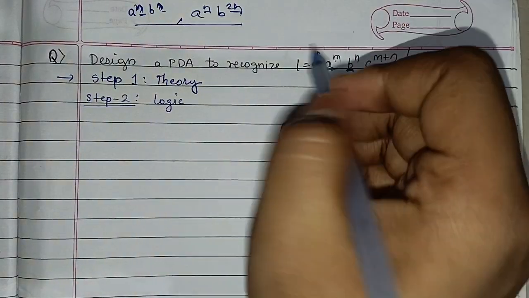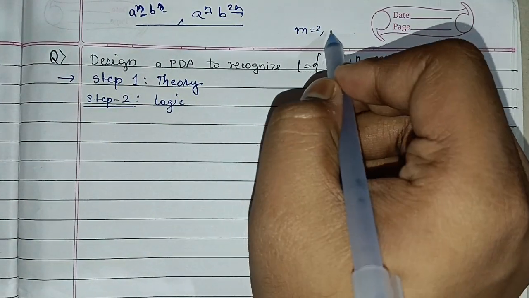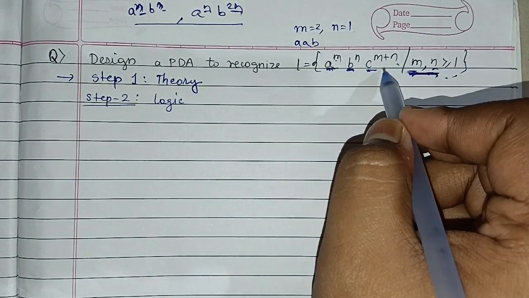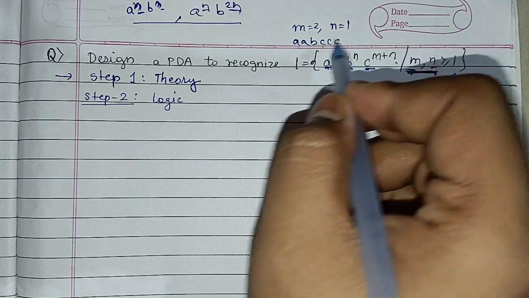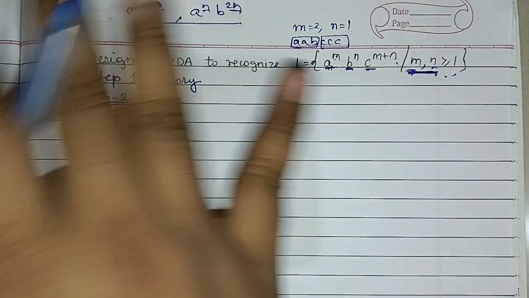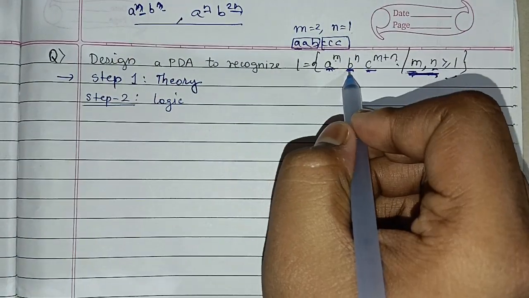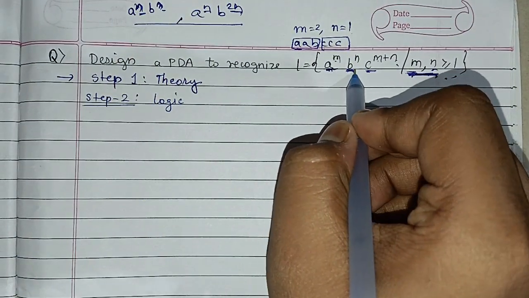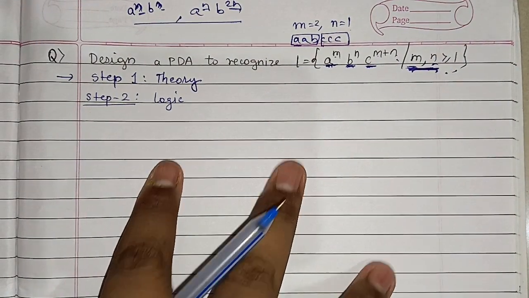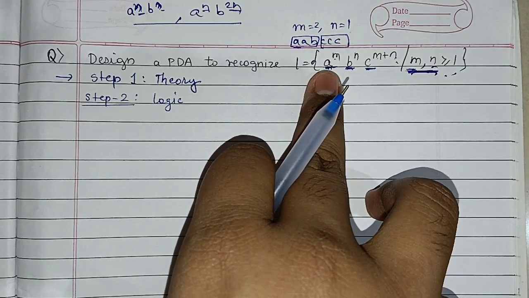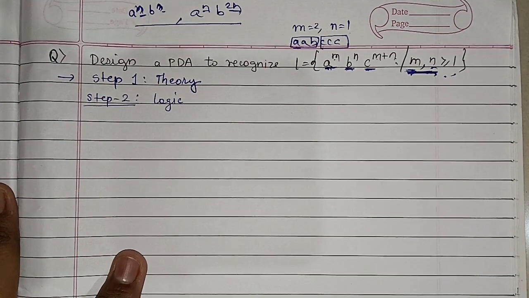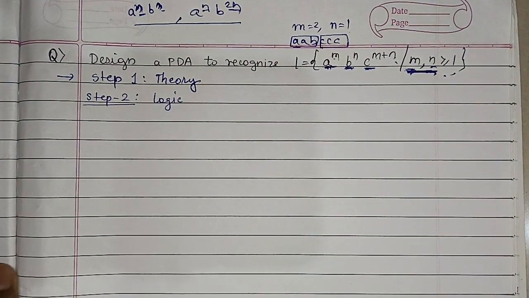Now see, if I take m equals 2 and n equals 1, then a twice, b one time, and c will be 2 plus 1, that is 3. So there can be m times a, n times b, and c will be m plus n times. I can implement the logic like that. For a we will push x to the stack, for b also we will push x to the stack, and for c I will pop that x.